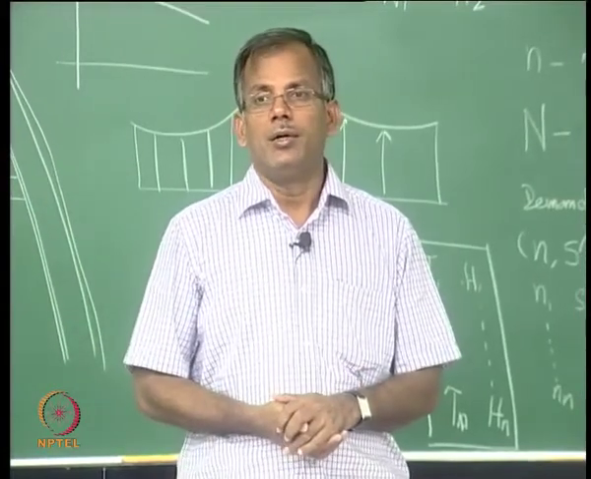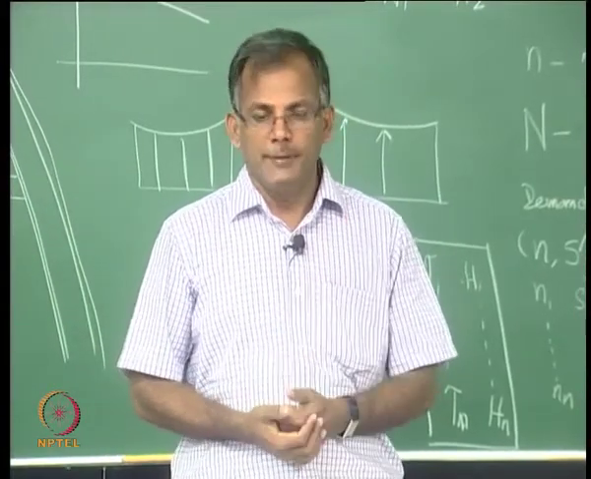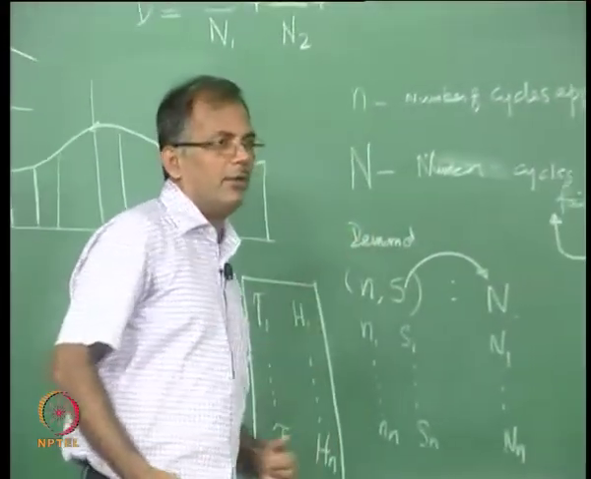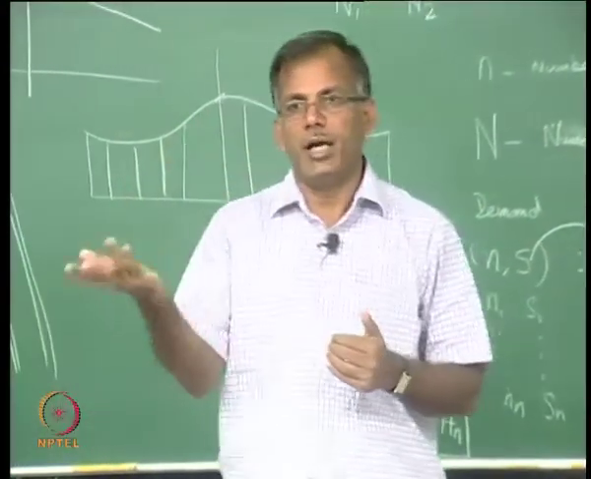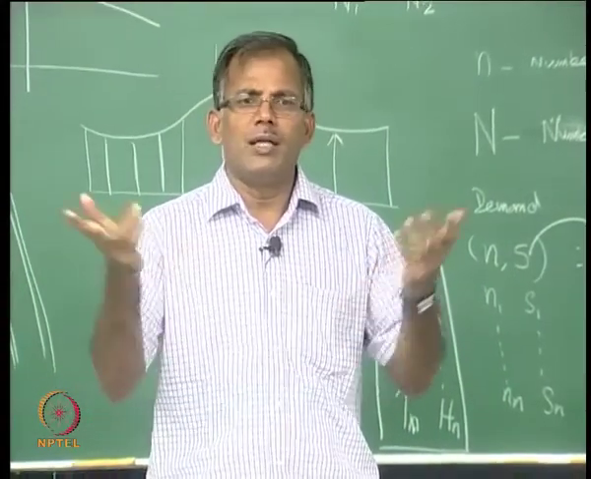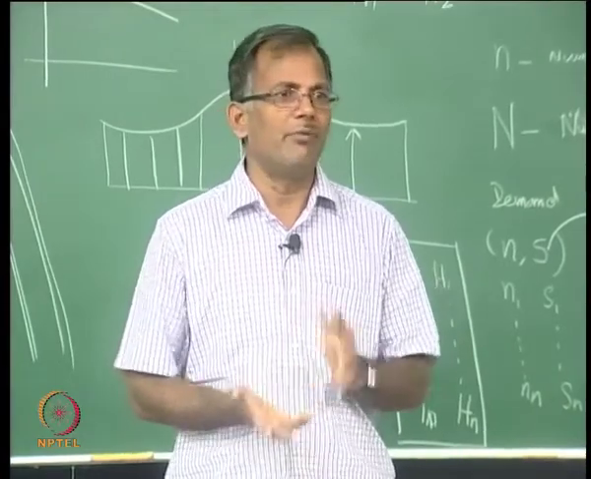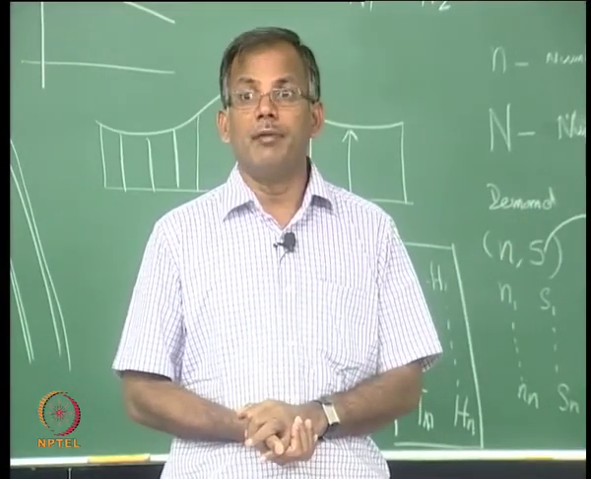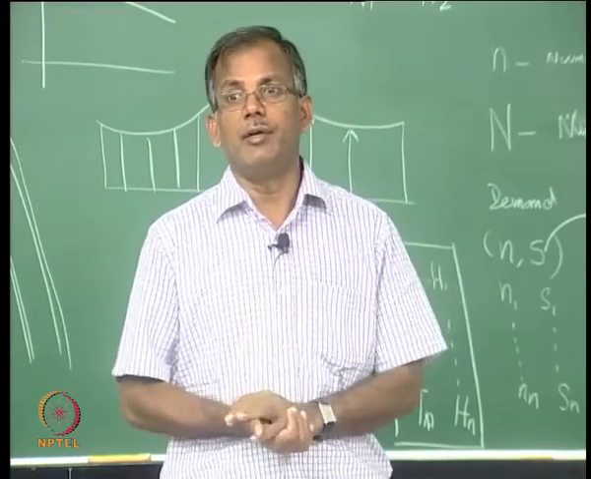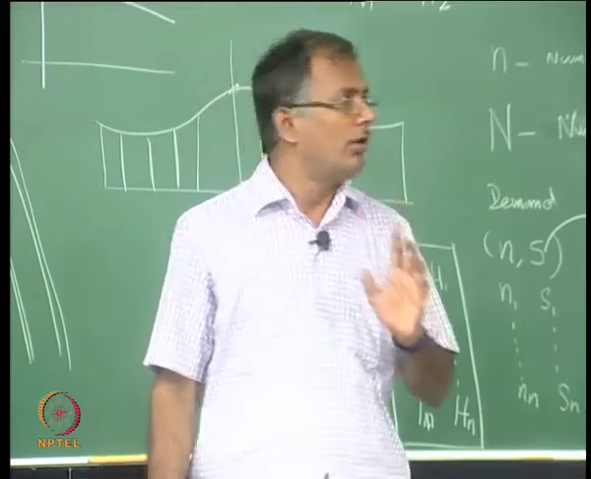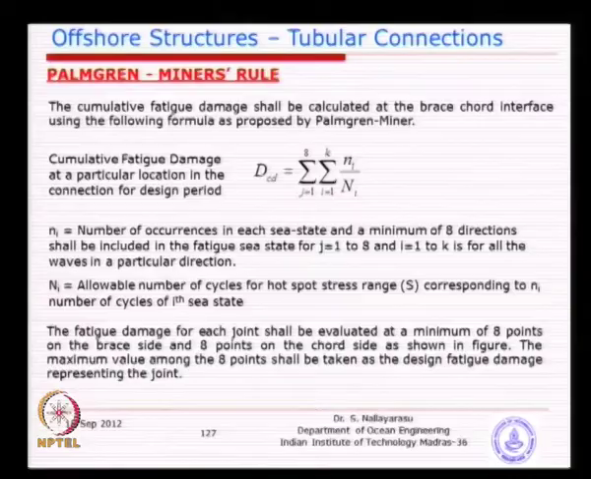So, there is a reasonable amount of uncertainty on the demand side. That means it could exceed or it could be lower than that. If it is lower than that, nobody is worried, because the joint is not going to fail for sure. It may be over-designed, but then we can be happy. But if it exceeds, the joint is going to definitely fail.